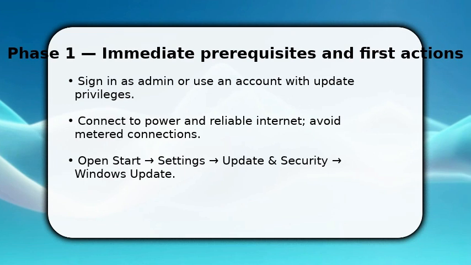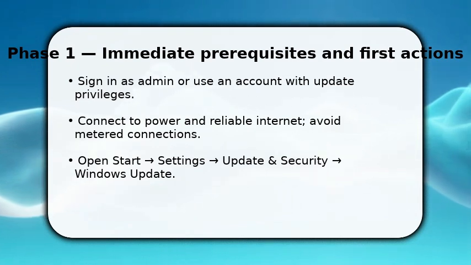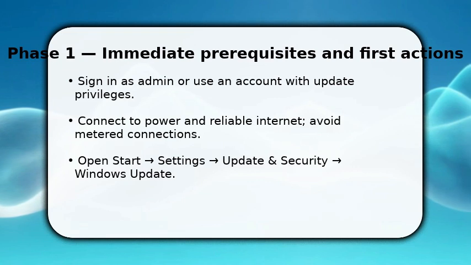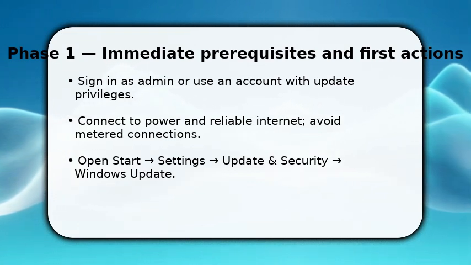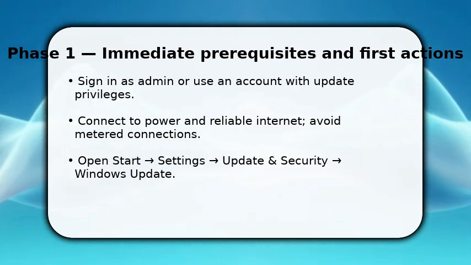Now open Start, choose Settings, and go to Update and Security. This is where Windows centralizes update controls. You're doing this now to fetch the latest patch manifests and driver packages. Make sure to avoid metered networks so large files won't be blocked.